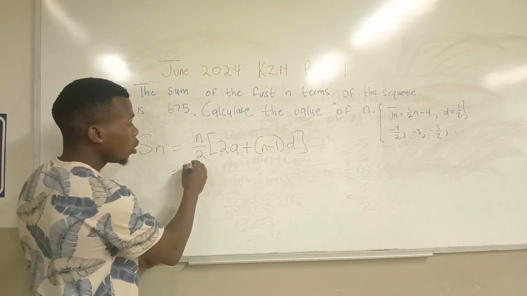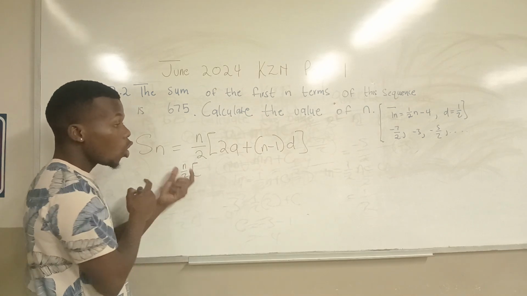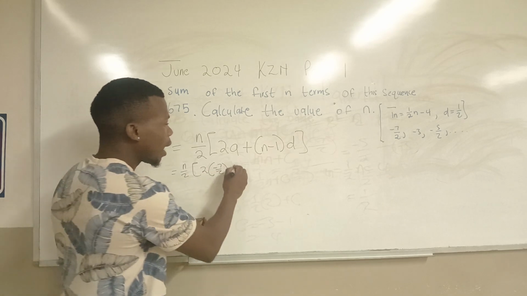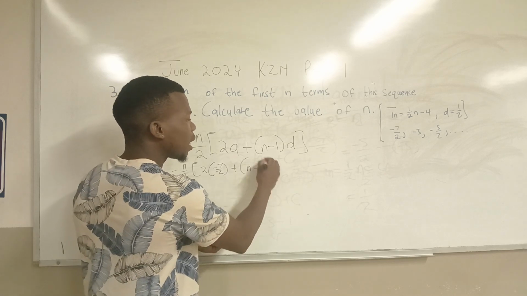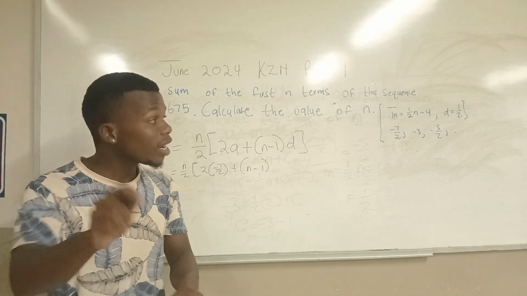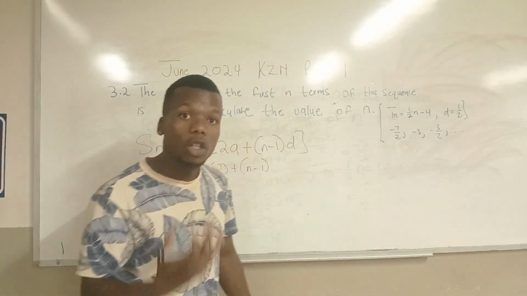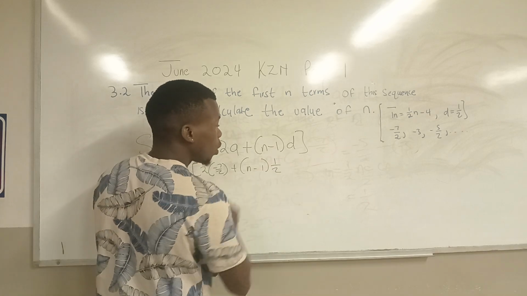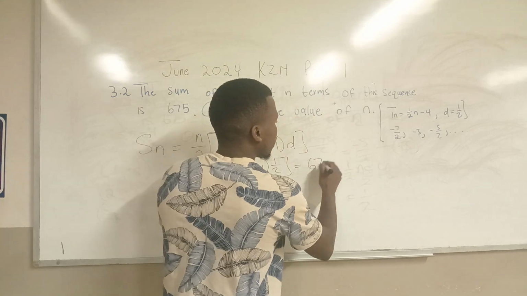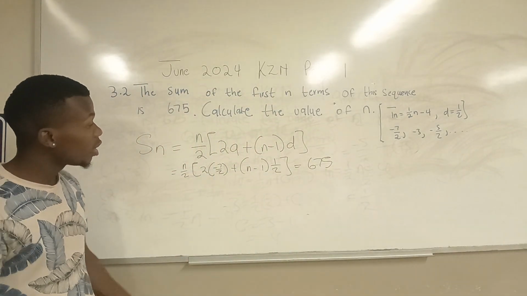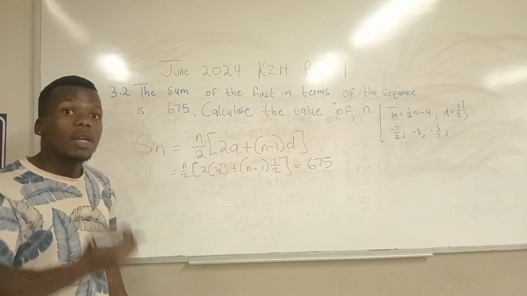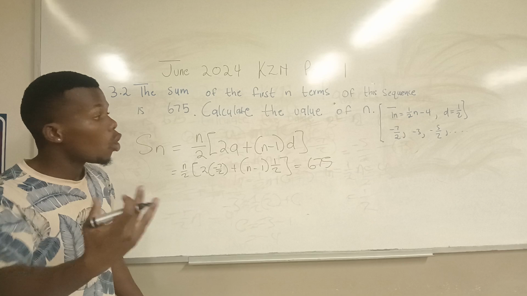This equals n over 2, open bracket, 2 multiplied by minus 7 over 2, plus open bracket n minus 1 multiplied by my difference. What was my difference? It was 1 over 2. So here I will substitute 1 over 2. This must equal 675. I need to calculate the value of n. As we check here, the unknown is n, meaning that I need to make n the subject of the formula.